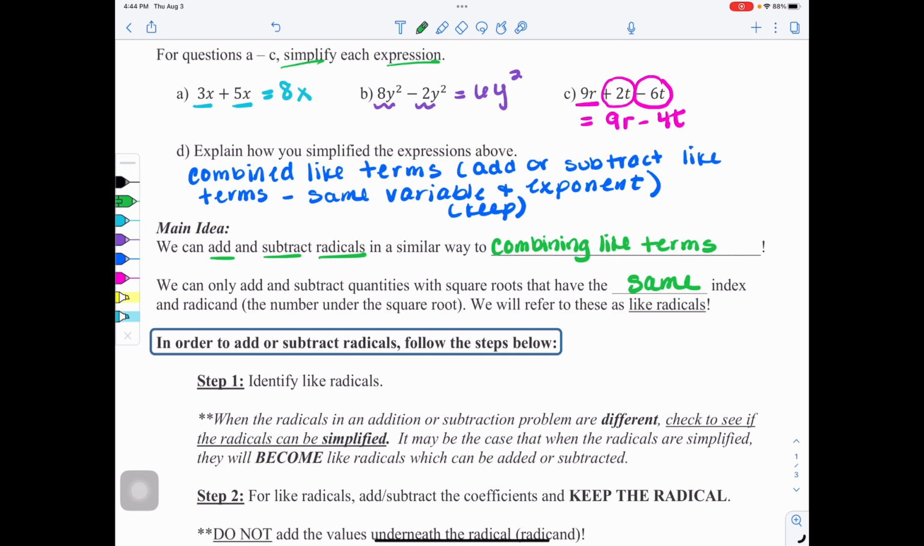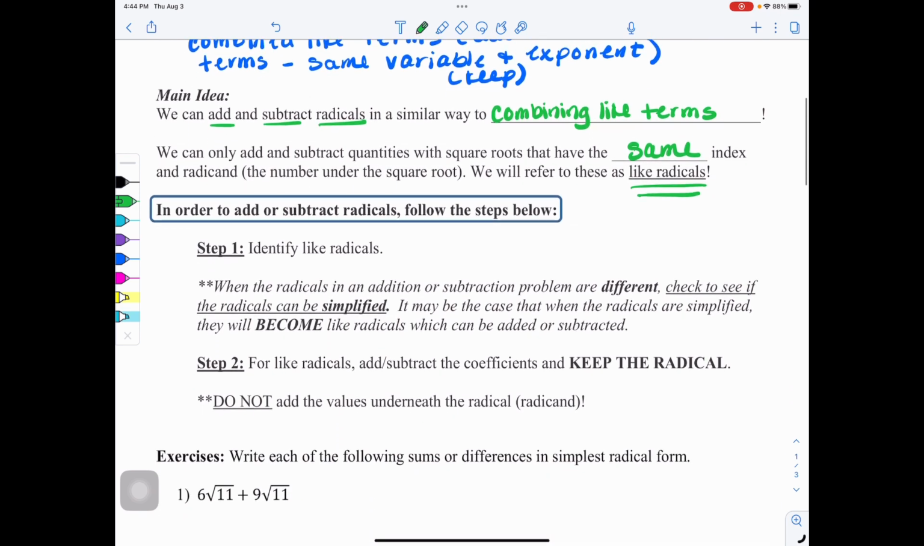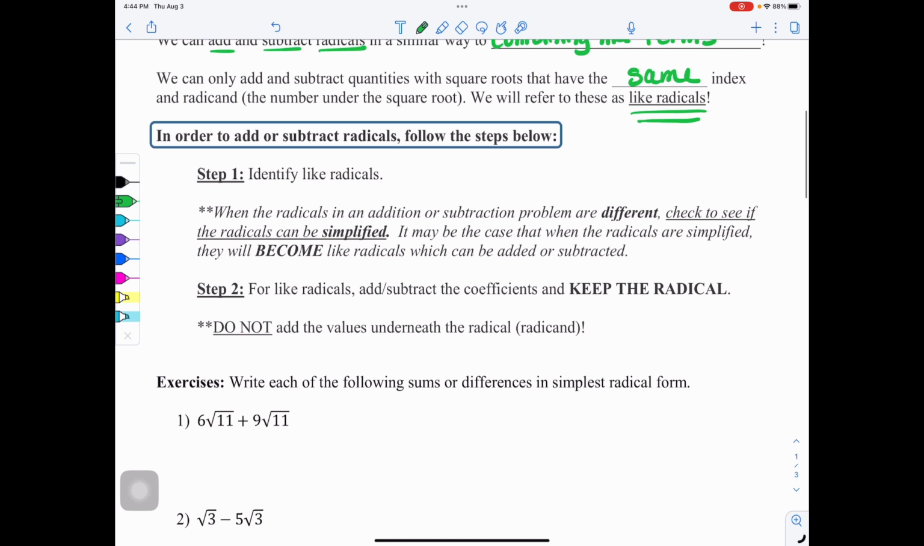So again, you can only add and subtract quantities with square roots that have the same index and radicand, which is the number under the square root. And we're going to refer to these as like radicals moving forward. Okay, so very similar to like terms. You want like radicals. So in order to add or subtract radicals, you're going to follow the steps below.